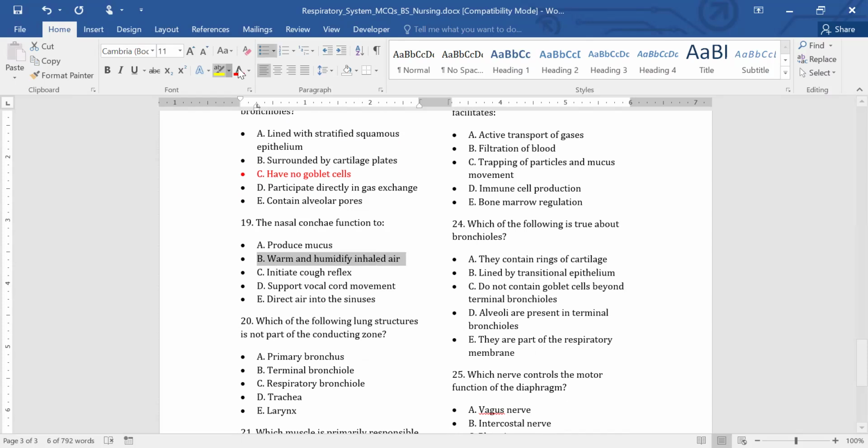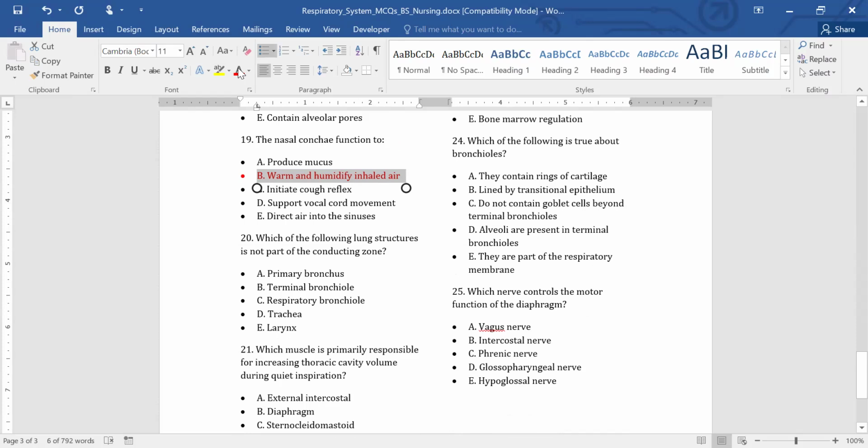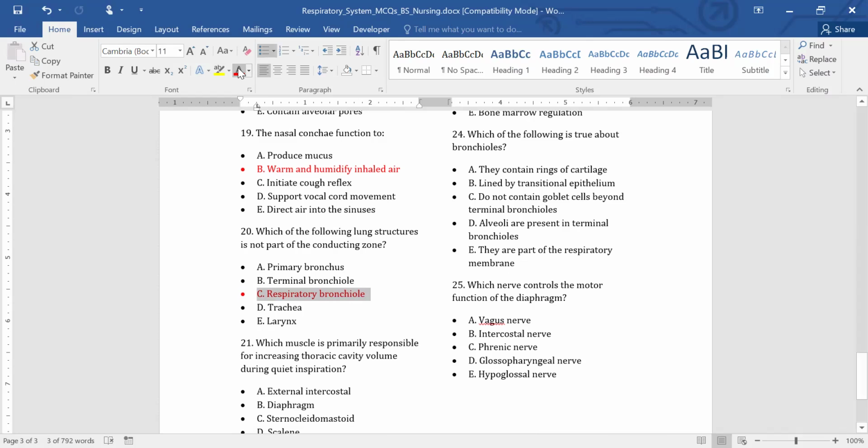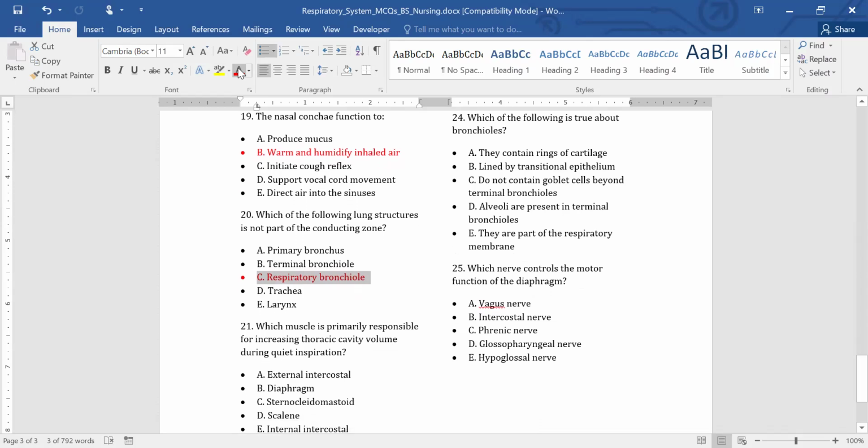Which of the following lung structures is not part of the conducting zone? Conducting pathway. Primary bronchus is part of it, terminal bronchiole is part of it, respiratory bronchiole is not part of the conducting pathway; rather it is the respiratory pathway through which the exchange occurs. Conducting zone means only conducting the air, no exchange is happening.